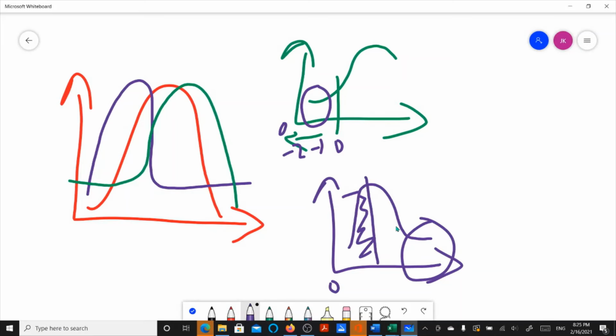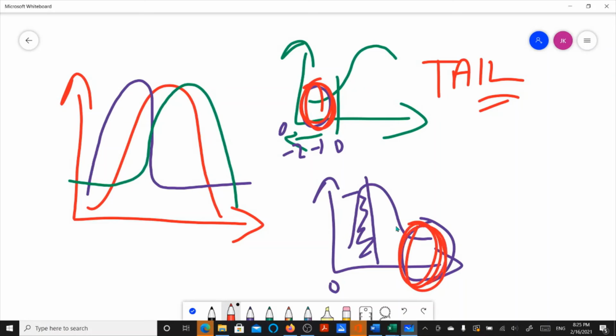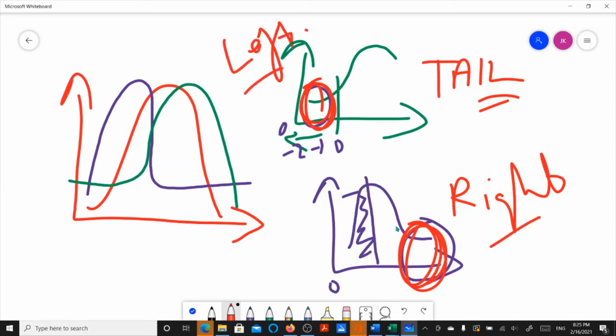How can I give you a memory system for positively and negatively? For negative, just remember we're speaking about the tail of the data. So this is more towards the negative, this is more towards the positive. This is skewed right, skewed left. These are my memory systems. I'm sorry guys, I don't have a better memory system.